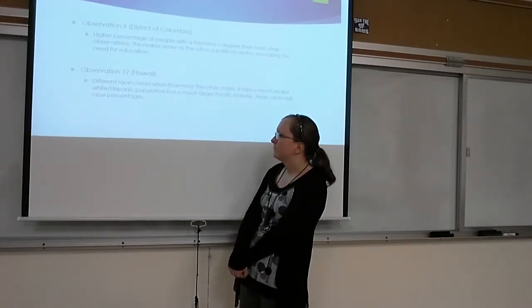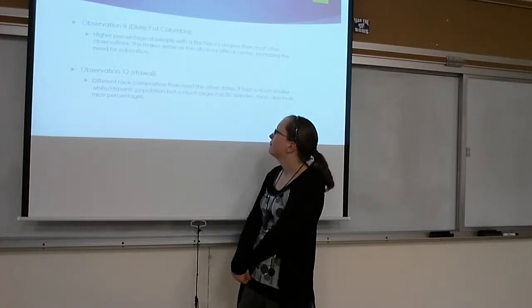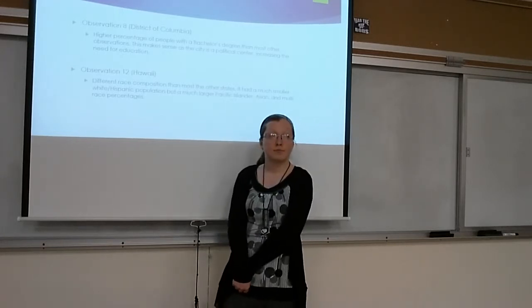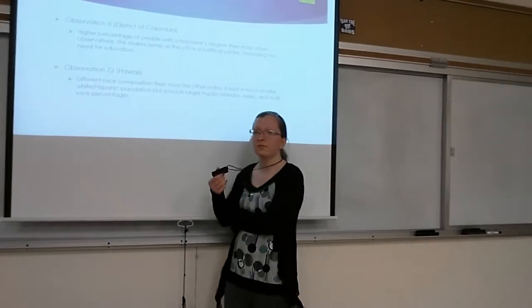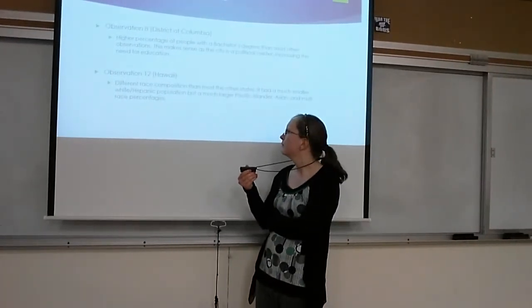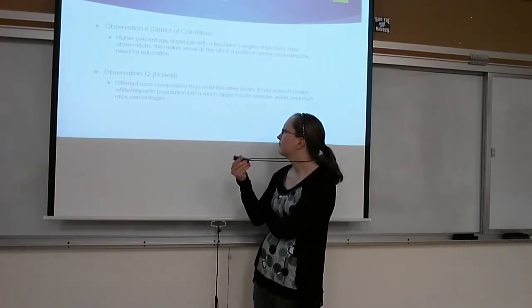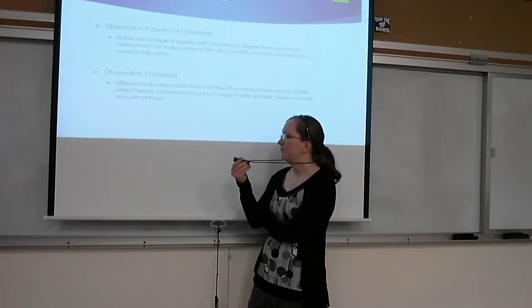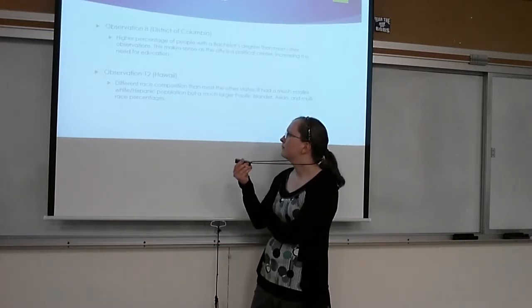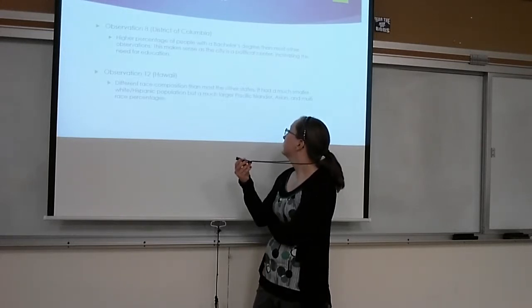And District of Columbia had a higher percentage of people with a bachelor's degree. That makes sense because DC is home of politics and kind of needed education to survive there. And then Hawaii had a larger percentage of Pacific Islander, Asian, and multi-race percentages, so that just goes with the culture and origin of Hawaii.